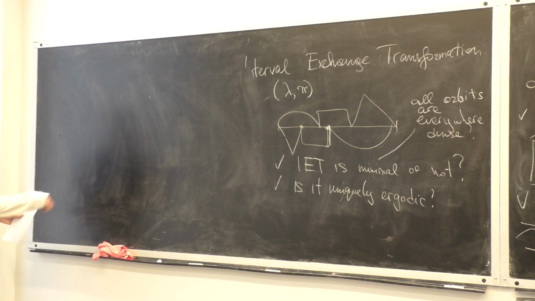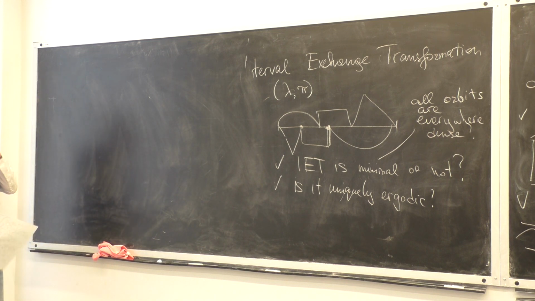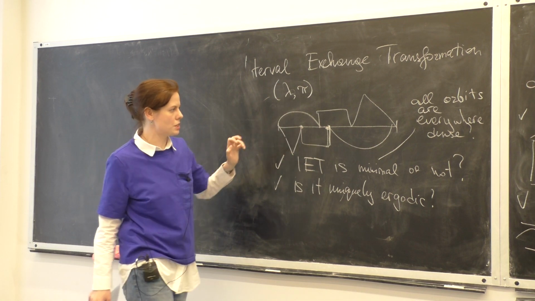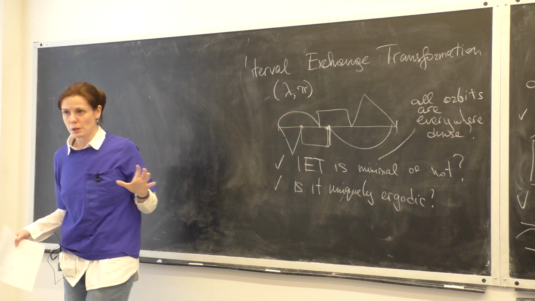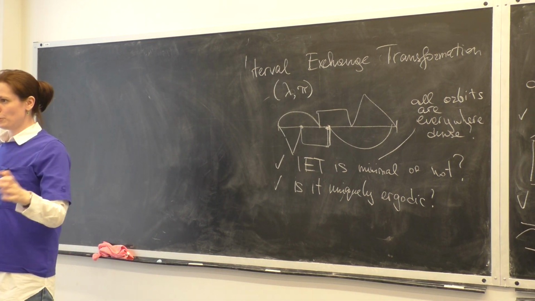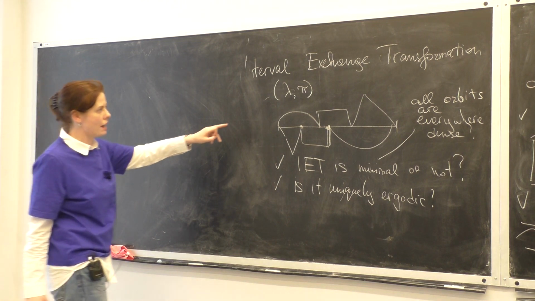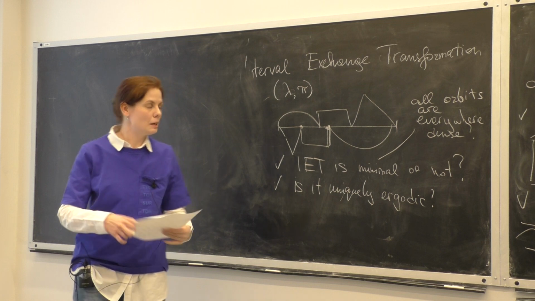So the first result is the following. First, let me make one more remark. Imagine that we have some interval exchange transformation, and let us look at the permutation pi. The permutation pi is responsible for the combinatorics, for the order of intervals in which they appear on the top and bottom level. If it happens that the permutation pi can be split into two different parts, something like that.